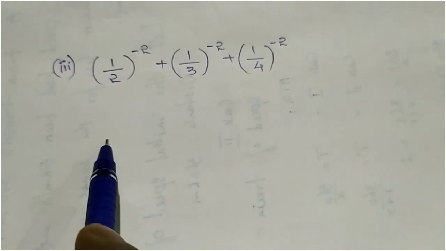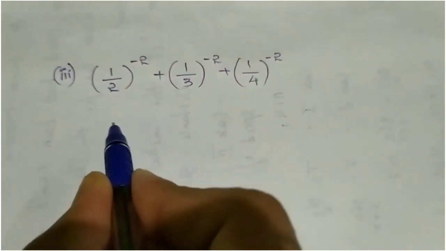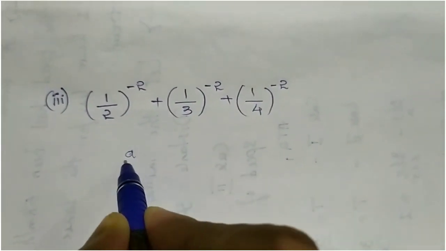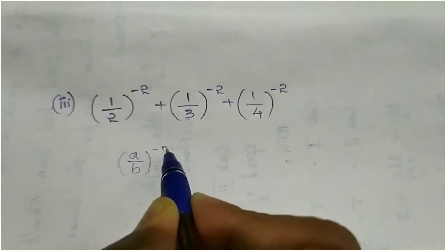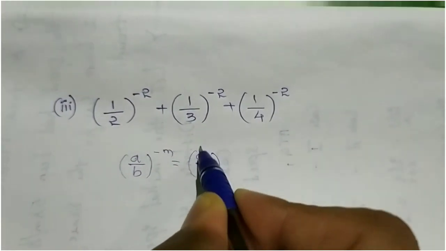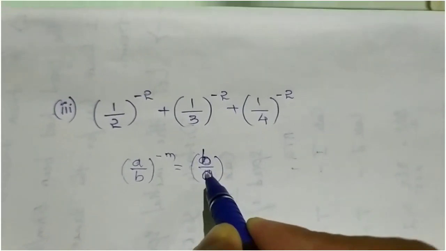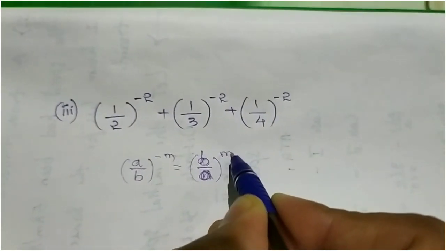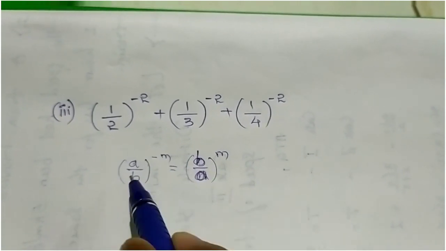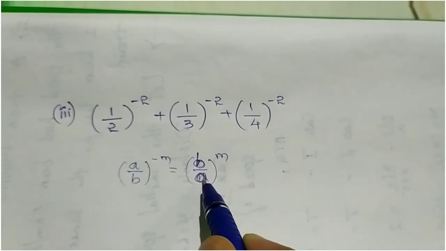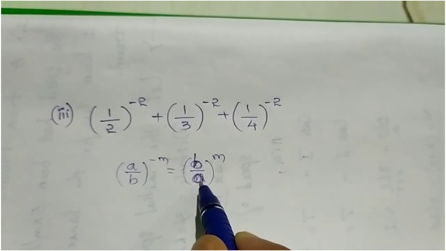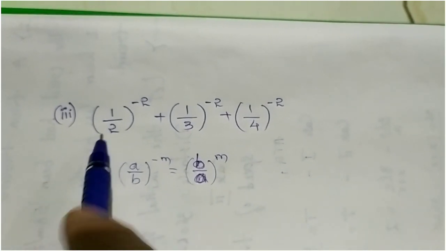Now the third one, the second one is for your practice, and here 1 by 2 whole power minus 2 is there. Using the law of exponent, a by b whole power minus m, it will be the reciprocal, that is b by a whole power m. So minus becomes plus here, and a by b becomes b by a. So using this law of exponent, we will modify this one.